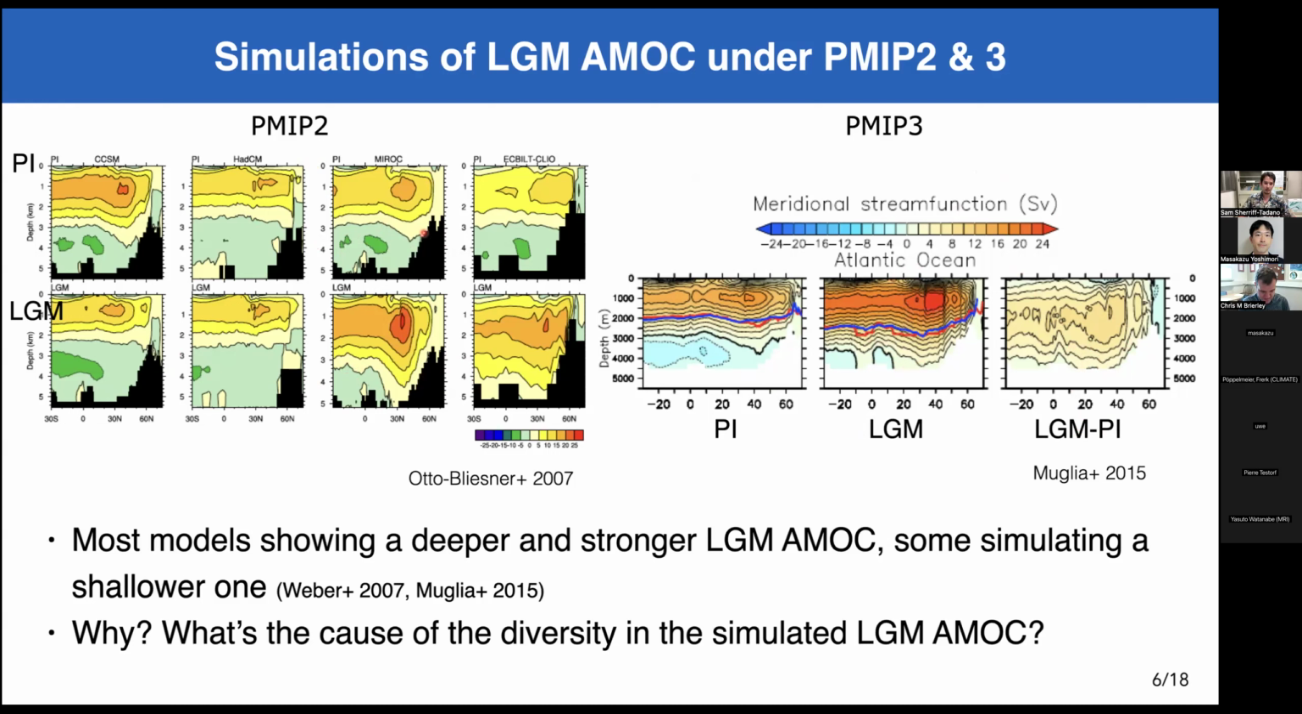Well, you may first see the simulated AMOC responses can be model dependent, especially for the PMIP2. You may also notice that most of the simulations in PMIP2 and PMIP3 tend to show a stronger and deeper AMOC at the LGM, which contradicts the reconstruction. So the ultimate question of this study is to understand why most models are simulating deeper and stronger AMOC at the LGM. And also another question is, what's the cause of the diversity in the simulated LGM AMOC?